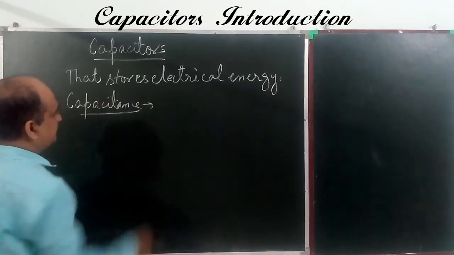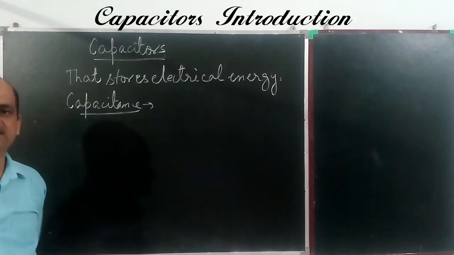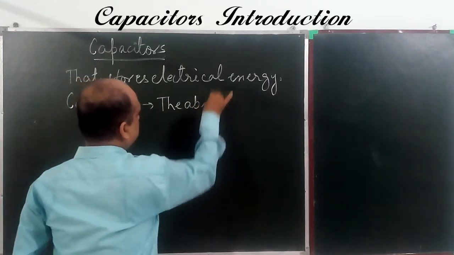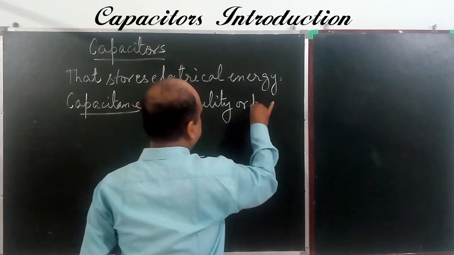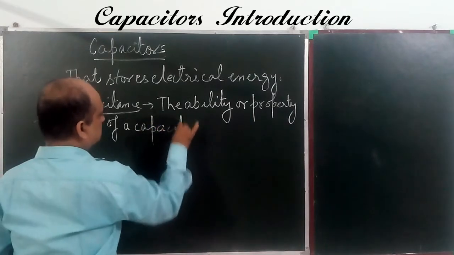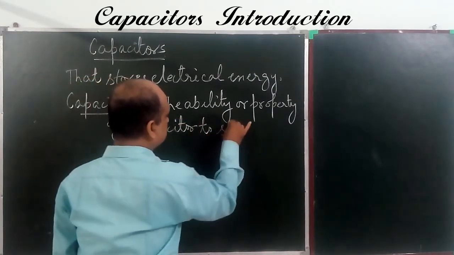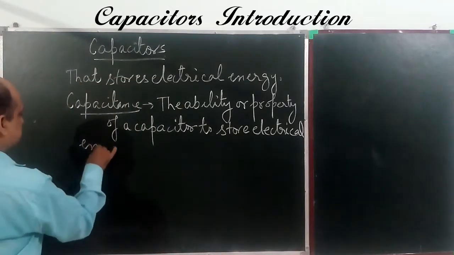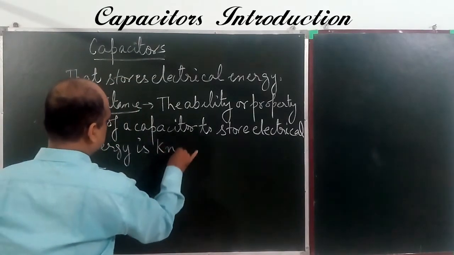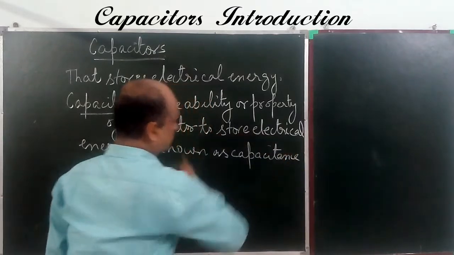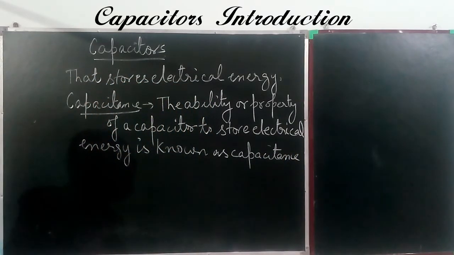So the device is known as a capacitor, and its ability of storing electrical energy is known as capacitance. So we can define the ability or property of a capacitor to store electrical energy as capacitance. Okay, so capacitor is the device and its energy storing capacity is known as capacitance.